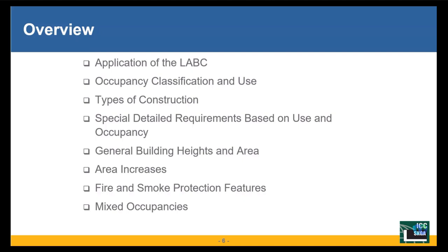We'll talk about general building heights and area, and again, the area increases that are permitted by the code for a specific situation or specific building. We'll talk a little bit briefly about fire and smoke protection features. They'll be covered in a different webinar in detail. And we'll talk about how to handle mixed occupancies. And as I said, there are several approaches to how to handle mixed occupancies, because in reality, there is no building you'll deal with that has purely one occupancy. There always will be mixed occupancies in a given building.